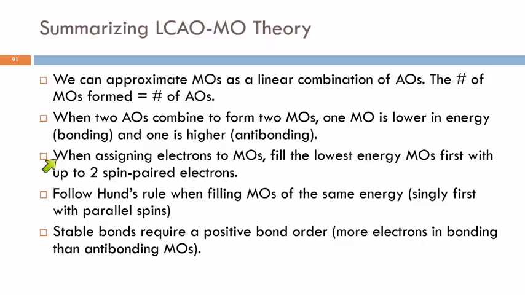When you're putting electrons in the molecular orbitals, you fill the lowest ones first with up to 2 spin-paired electrons. And we do Hund's rule the same as we did when we were learning about electron configurations. If you have multiple molecular orbitals with the same energy, you put the electrons in singly first. In the quantum hotel, that was people taking their own beds before they had to share. In order for a stable bond to be present, you have to have a positive bond order, greater than 0.